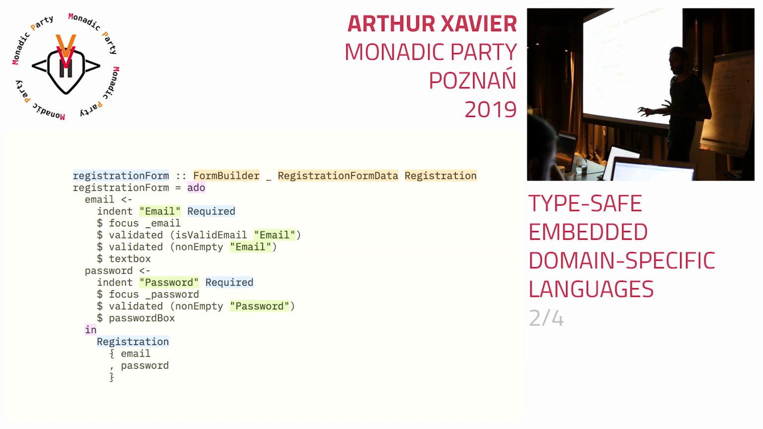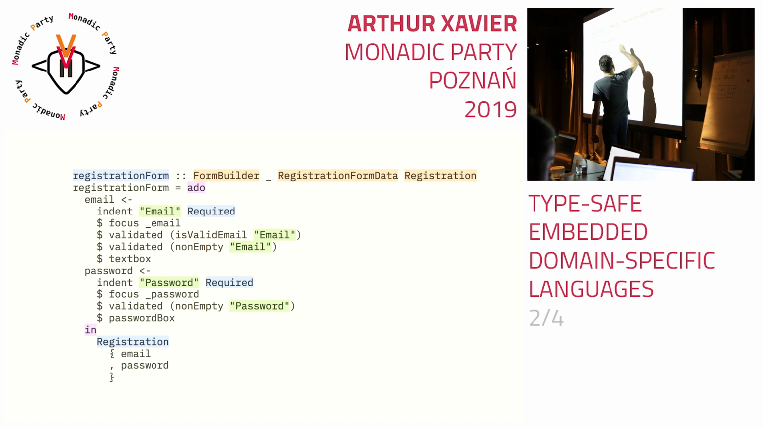If you don't know how applicative or monad work, don't worry. Just abstract this and think that it's syntactic sugar and that it should follow this basic rule, this basic syntax. Okay. So what's happening here is that we're building a form called registrationForm. Its type is FormBuilder. Ignore this underscore. I'm going to talk about it later.